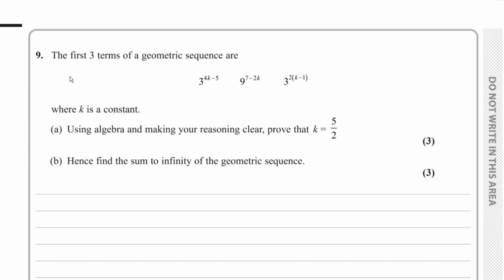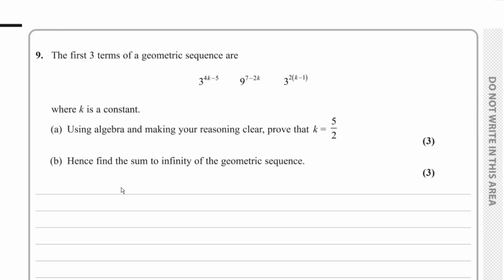Question number 9. The first three terms of a geometric sequence are 3 to the power of 4k subtract 5, 9 to the power of 7 subtract 2k, 3 to the power of 2 lots of k subtract 1, where k is a constant. Part A, using algebra and making your reasoning clear, prove that k equals 5 over 2.